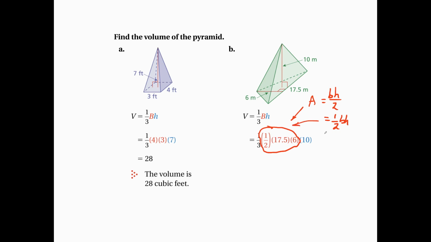And then we multiply that by the height of the pyramid, and we just do the work. That's it. We get 175. So the volume of that pyramid is 175 cubic meters.